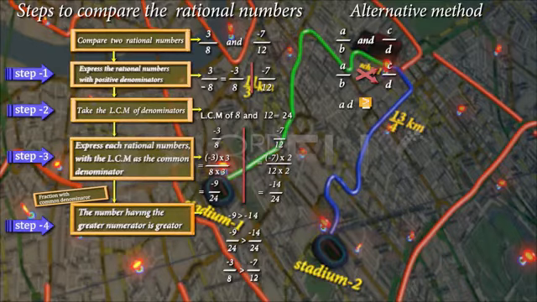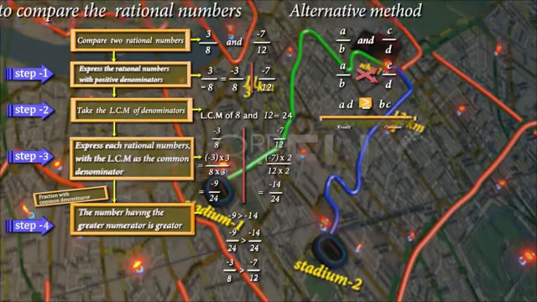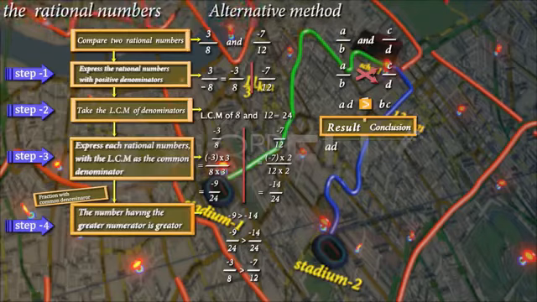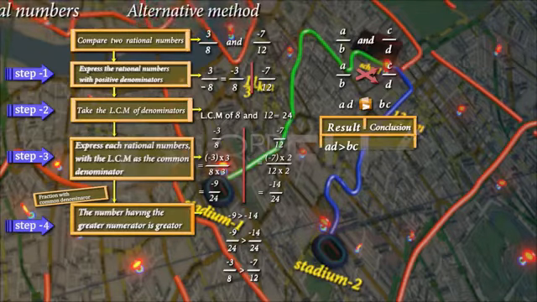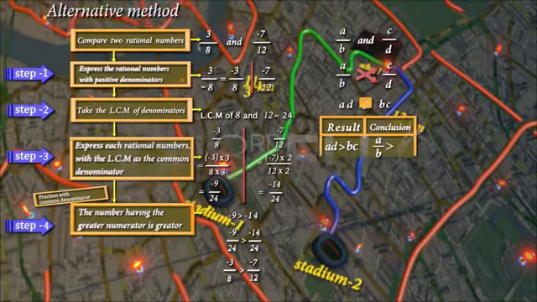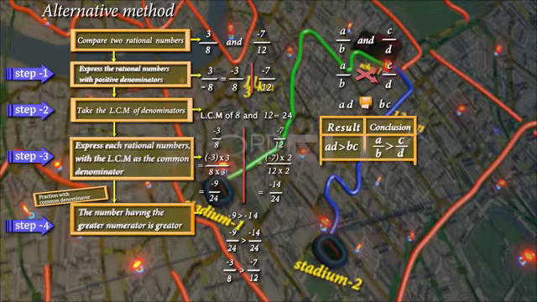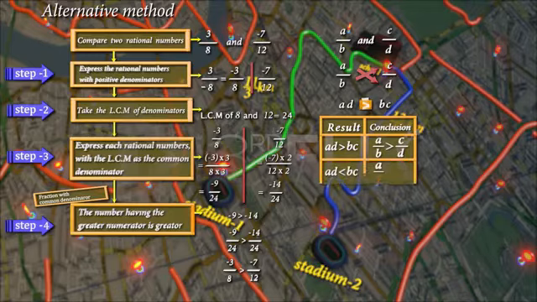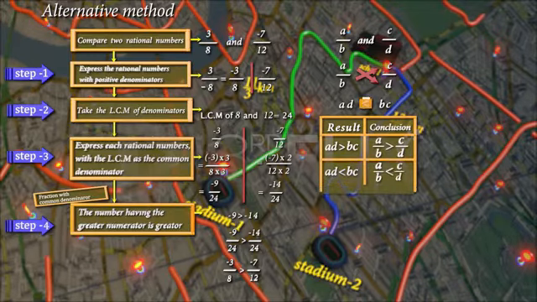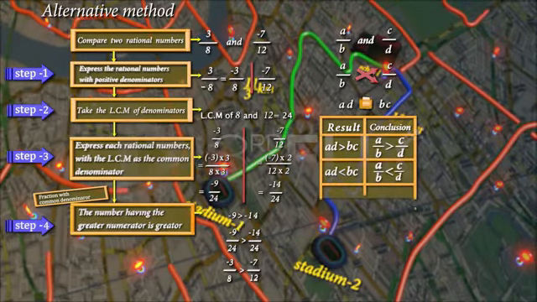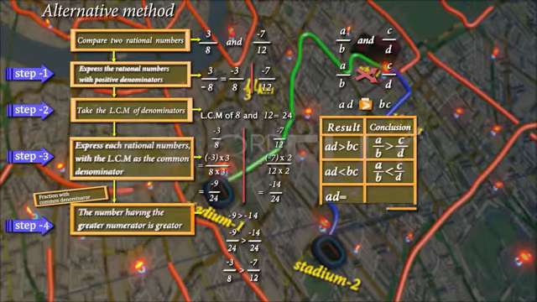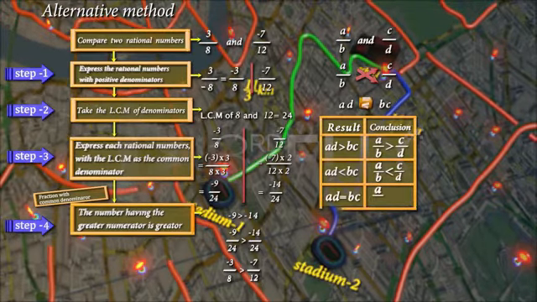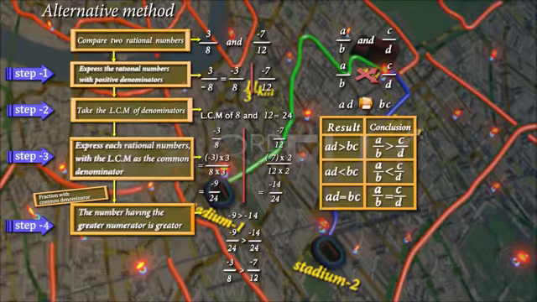Find the cross products ad and bc. 1. If ad is greater than bc, then a by b is greater than c by d. 2. If ad is less than bc, then a by b is less than c by d. 3. If ad is equal to bc, then a by b is equal to c by d.